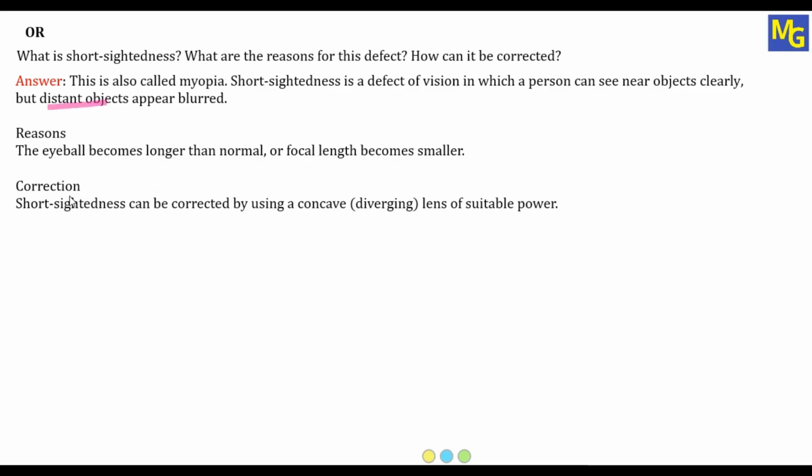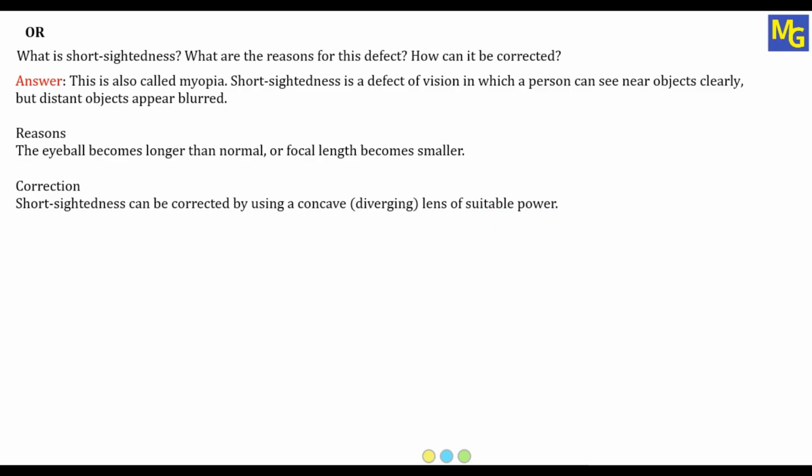So how can it be corrected? It can be corrected by using a concave lens. With a concave lens, whatever rays are converging before the retina will correctly fall on the retina, and that's why you can see the object clearly. So remember, the correction in case of myopia is that we can use a concave lens of suitable power. Depending on the patient and the disease, the doctor will suggest a concave lens of suitable power to the patient. So this is the answer for this OR option.